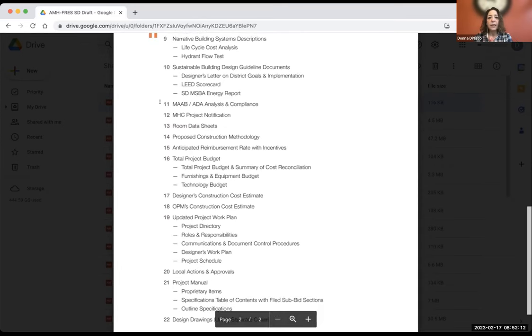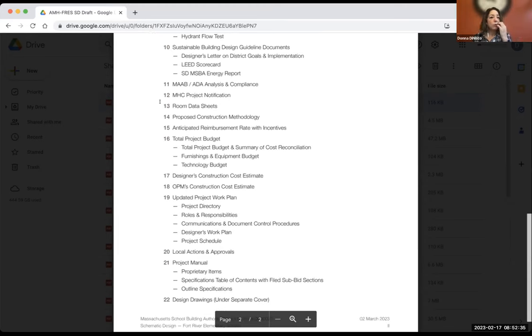The sustainable building design section has the goals and implementation, a letter from us certifying that this is our understanding, the LEED scorecard, which I think puts us at 64 points, which is wonderful. And then the energy report that I believe we've shared in the past from Thornton Tomasetti. Along with the other code analysis, we did an accessibility analysis of the building. So that's included. Mass Historic Commission, we are required to submit a project notification form to the Mass Historic because this is a public building and it's a requirement of the state. So we have sent that off.